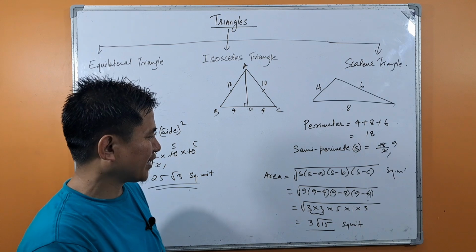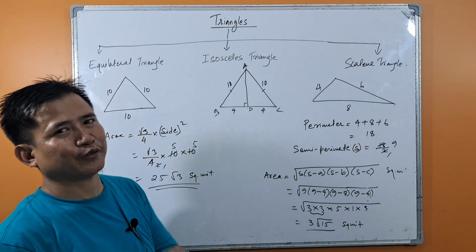Okay, so this is the way how we calculate the area of different types of triangles. I hope you got this.